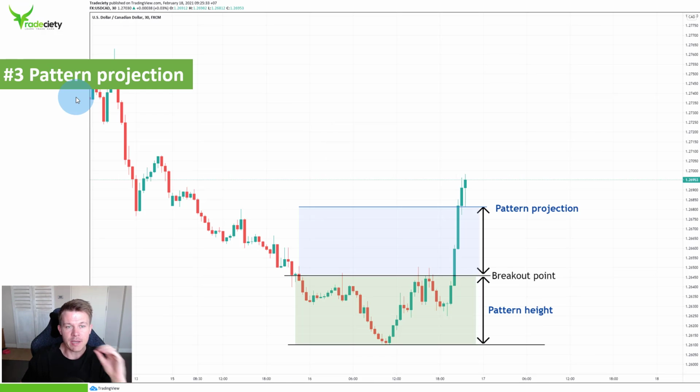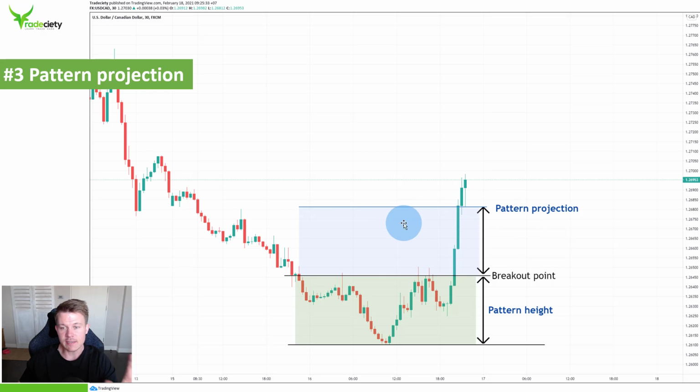Number 3, pattern projection. So what this means is, for example, we are looking at a horizontal inverse head and shoulder like what we have here. And then we just measure the distance from the high of the pattern to the low of the pattern. And then we project this distance into our favor, into the trade direction. So here you can see this is the pattern height from the low of the pattern to the neckline in this case, because it's an inverse head and shoulder. And then we simply project the same distance to the top. And then you simply put your target at the pattern projection.